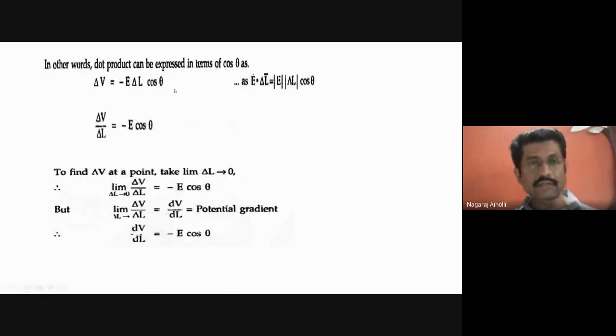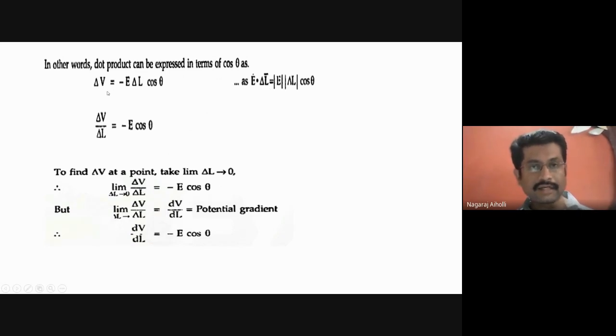In other words, dot product can be expressed in terms of cos theta. We know what a dot product is. E bar dot delta L bar is the magnitude of E into the magnitude of delta L into the cosine of angle theta between E bar and delta L bar.